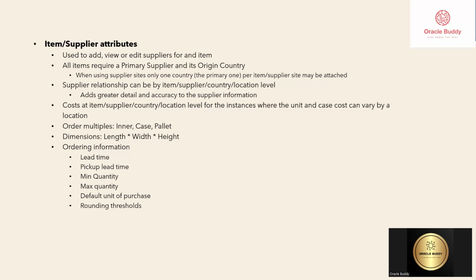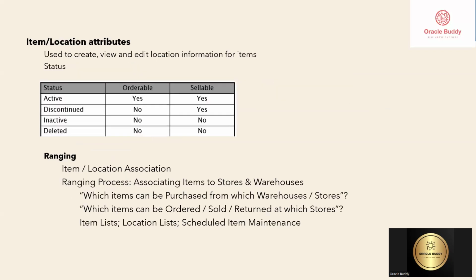Cost of an item can be at item, supplier, country, location level, for instances where the unit and case cost can vary by location. It can be ordered in multiples like inner, case and pallet. Dimensions can be length, width, and height. Ordering information includes lead time, pickup time, minimum quantity, max quantity, default unit of purchase, rounding threshold. All this can be set up in the item supplier attributes.